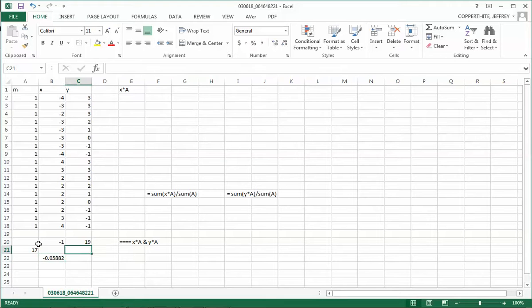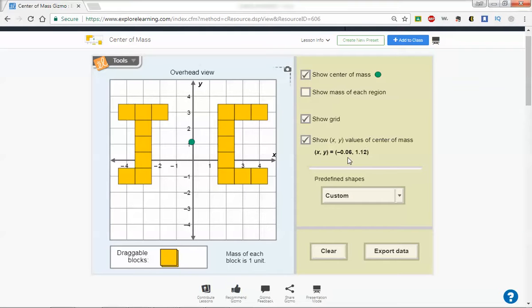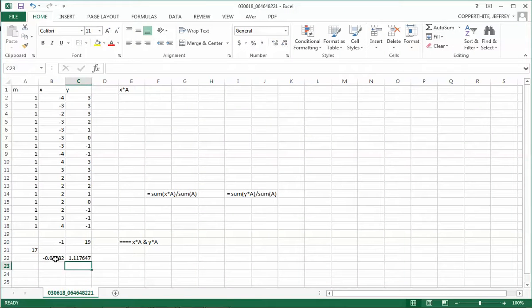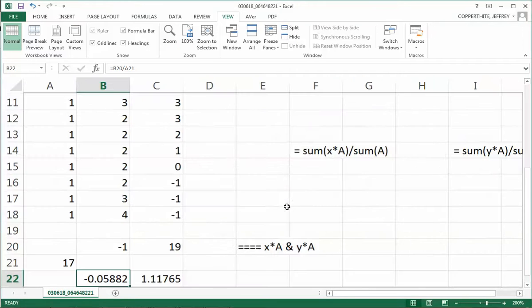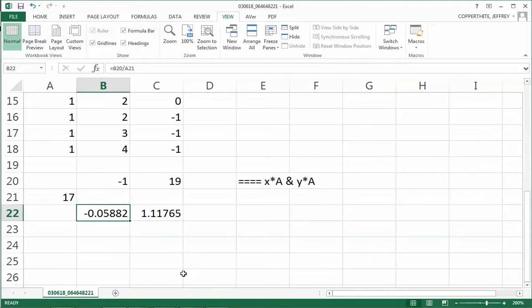If I do it for the y value, I get the same for the y coordinate, which is c20 divided by a21. And I get that. Now remember, my x and y coordinates of my centroid, according to the Gizmo, were negative 0.06 and 1.12. So the values I get here, I know it's small, but let's zoom in, okay, make it 200%. The values I get here of negative 0.05882 for x and 1.117 for y, are those the centroid values that I got on the Gizmo?